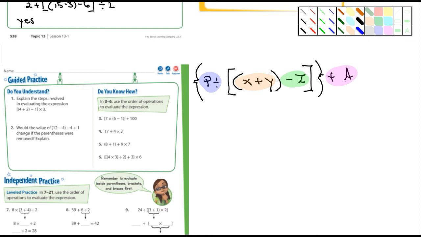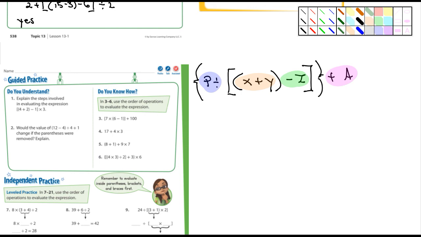What's the next thing you would do? Well, if we got rid of what's around the x and the y, then the next thing you would do, whatever that is, minus z. That's the next thing you would do. And then after that, you would drop the brackets, and the next thing you would do would be, whatever that answer is, you would divide that into p. That's the next thing you would do. And then finally, what's on the outside of all the parentheses, brackets, and braces is the plus a. That's the last thing you would do in this particular problem.